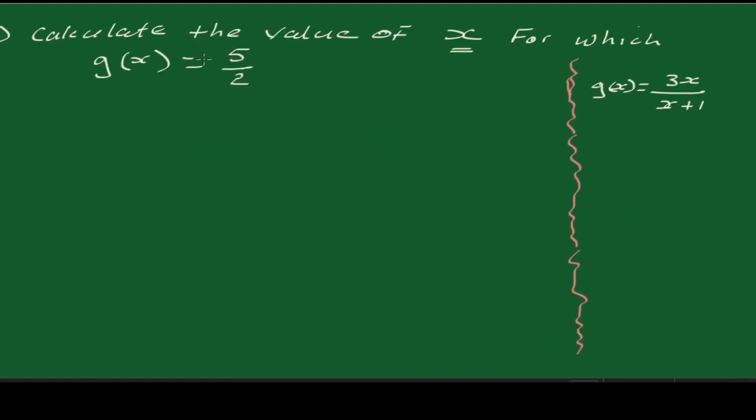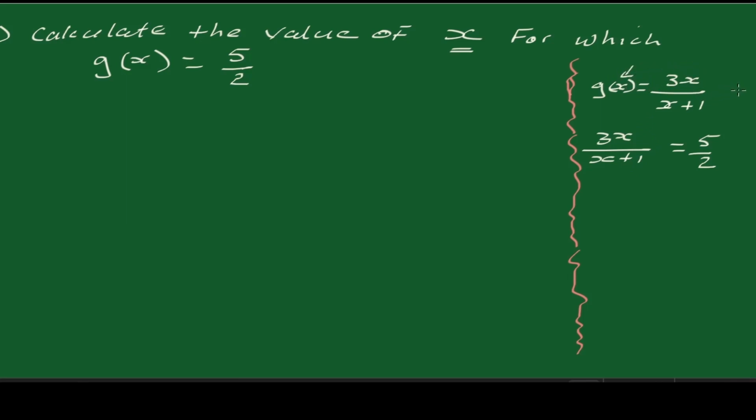Looking at the last question, calculate the value of x for which g(x) equals 5/2. Now this is your function here. We want to know what is the x value when this works out to be 5/2. Since g(x) equals 3x over x plus 1 equals 5/2. When you get a question like this, normally you have an x value and you're asked to find the output of the function.